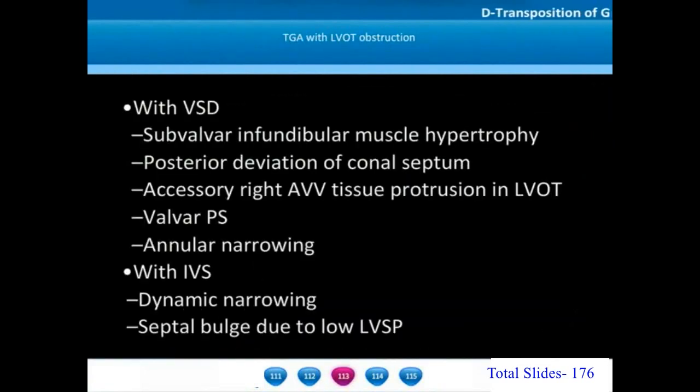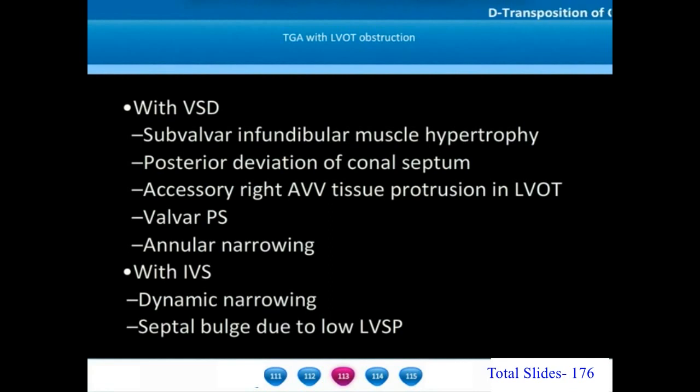To summarize the causes of left ventricular outflow tract obstruction in a patient with transposition of great arteries, when there is a large ventricular septal defect, it may be due to subvalvular muscular hypertrophy. It may be due to posterior deviation of the conal septum in a malaligned VSD. It may be due to accessory right AV valve tissue that is protruding into the left ventricular outflow tract through the ventricular septal defect. It may be due to valvular pulmonary stenosis, which very often is caused by a bicuspid pulmonic valve, or it may be primary pulmonary annular narrowing.